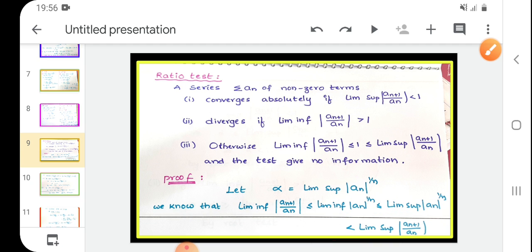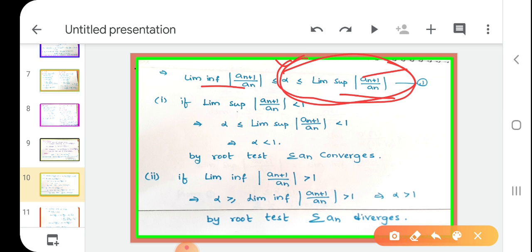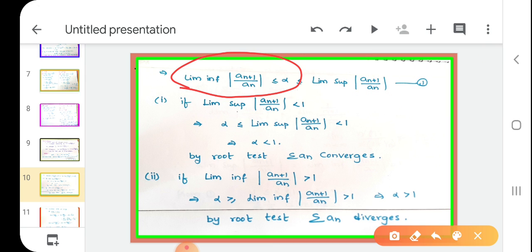Now again, next we write this inequality. After that we take the first and last values and alpha. First I take the right side inequality and let this be less than 1. That implies alpha less than 1. By the root test it is convergent. Now I take the left side inequality and let this be greater than 1. Automatically alpha greater than 1, it is divergent.